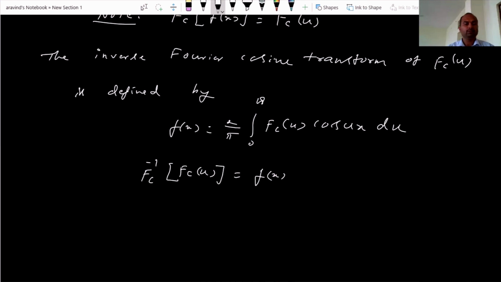So these are the main formulas which we will use in the Fourier transform, sine transform and cosine transform. With the basic knowledge of these formulas and integration, we can solve the problems related to the Fourier transforms.